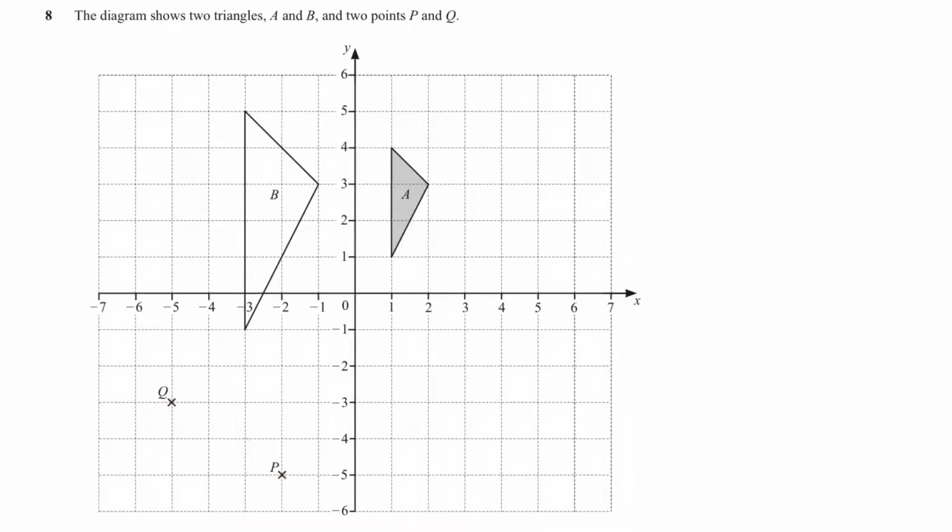Next, write down the column vector PQ. P is here and Q is here. So how do we go to Q? We move 1, 2, 3 to the left and 2 up.